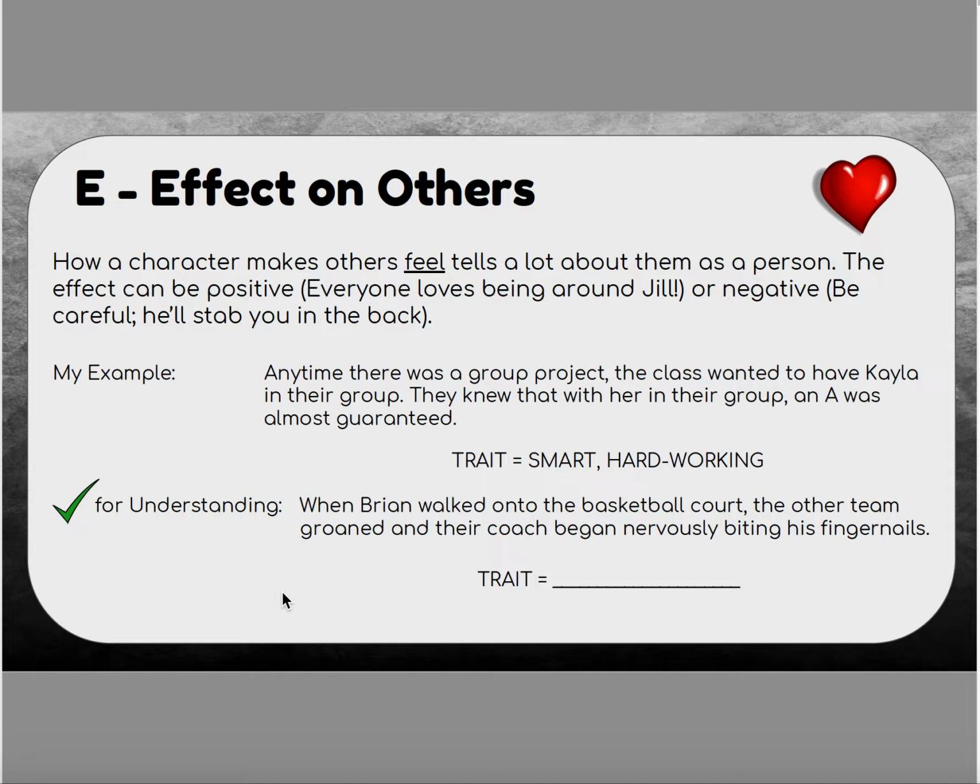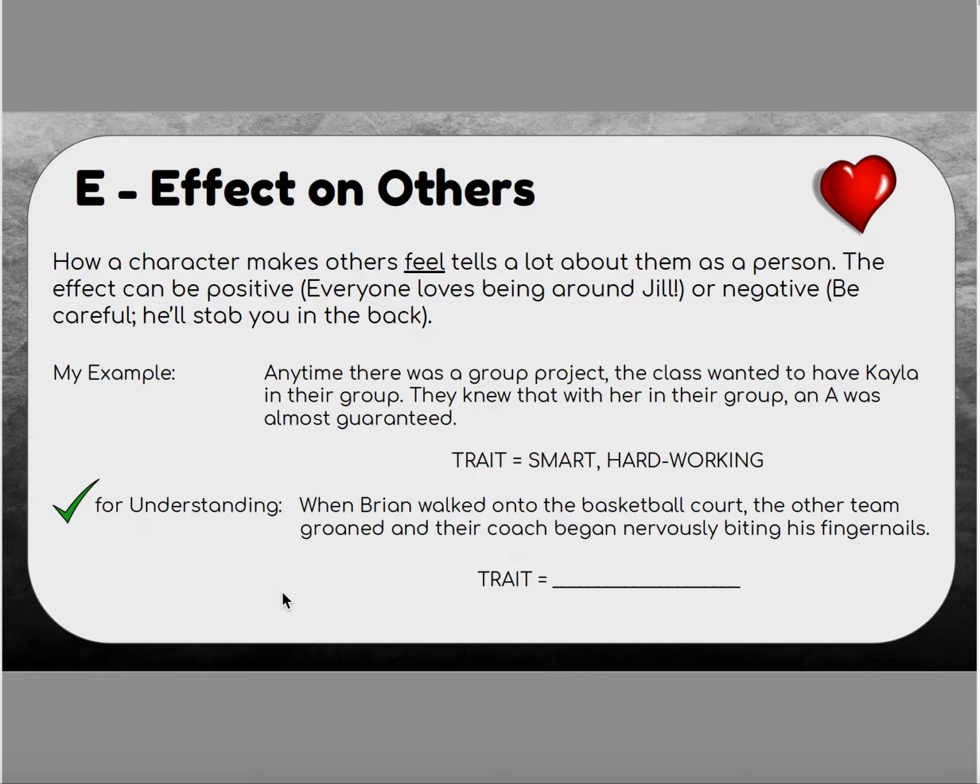The effect can be positive. "Everyone loves being around Jill." Or it can be negative. "Be careful, he'll stab you in the back." Maybe you don't want to be around them, kind of thing. So how they affect others is really important. So look at our example here. "Anytime there was a group project, the class wanted to have Kayla in their group. They knew that with her in their group, an A was almost guaranteed." So if people want Kayla in their group because they know that they'll get an A if she's there, this trait suggests that people think that she is smart and hardworking, because she's going to make sure they have an A.